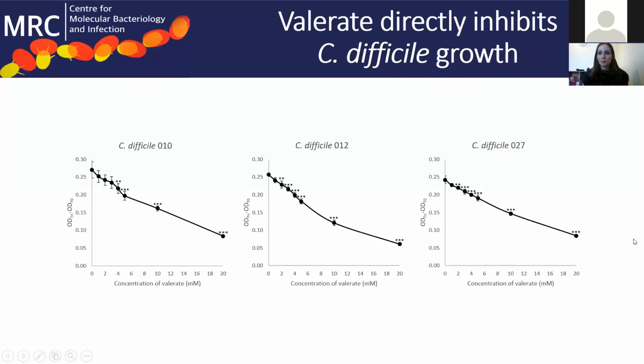And we looked at other members of the gut microbiota. There are 3 different scenarios that come up. Either other members of the gut microbiota were unaffected by valerate, some members actually had their growth promoted in the presence of valerate, or other members only had their growth inhibited by valerate at very high concentrations, so they weren't as sensitive as C. diff.